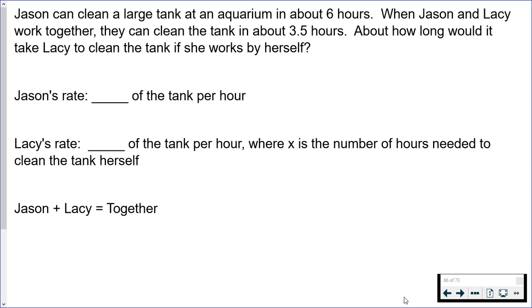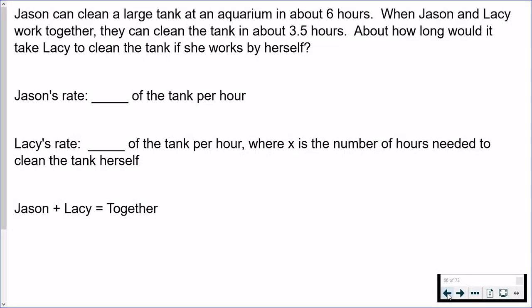This is what we call a work word problem. And in a work word problem, you're given two individuals or two machines or something that are working independently. And then you're also given the situation where they work together. So you're going to be given 2 out of 3 pieces of information: one of the two individuals and their time together, or both individuals and you have to find their time together.